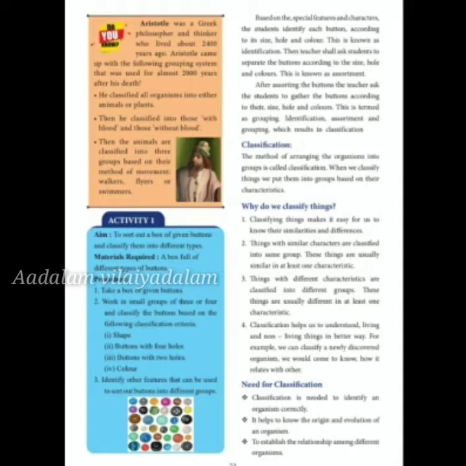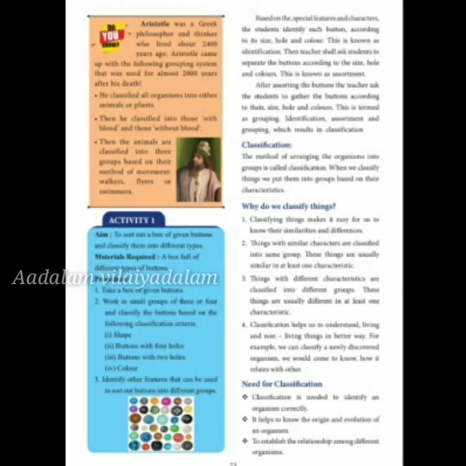Now let us see, why is classification needed? The method of arranging organisms into groups is called classification. When we classify things, we put them into groups based on their characteristics. Why do we classify things? It makes it easy for us to understand the similarities and differences between them, and they are divided into the same group to which they belong. At least they should be similar in one characteristic to be in a group.